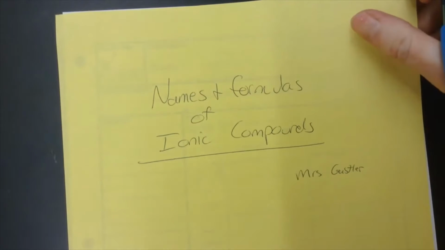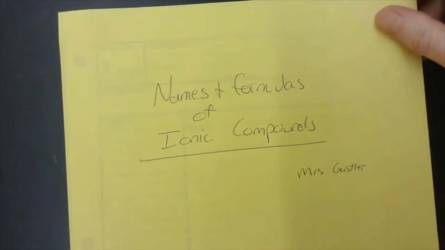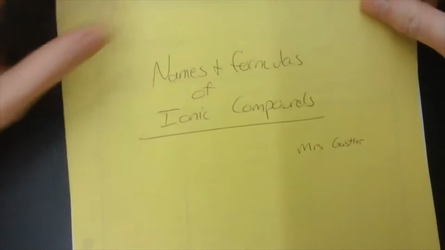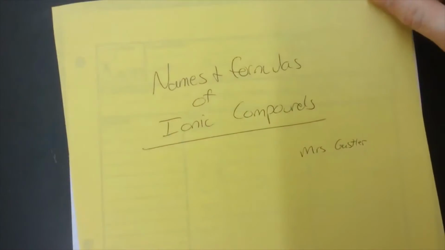You are going to need some Cornell paper. I chose the blank stuff because I like to write charts, and you'll also need your periodic table that has the information on the back. Okay, so let's get started.